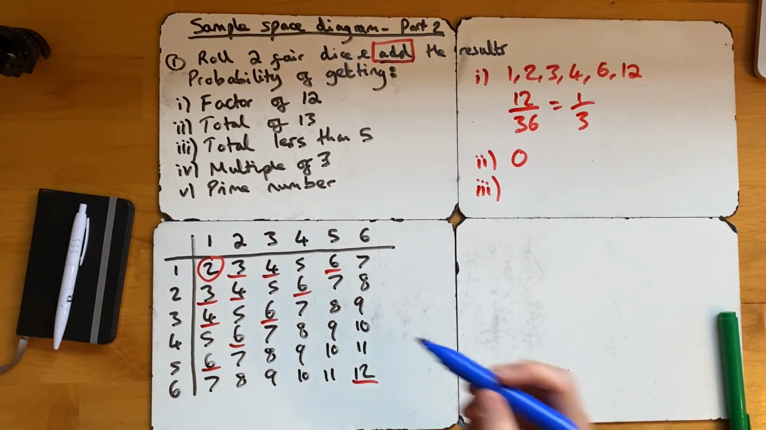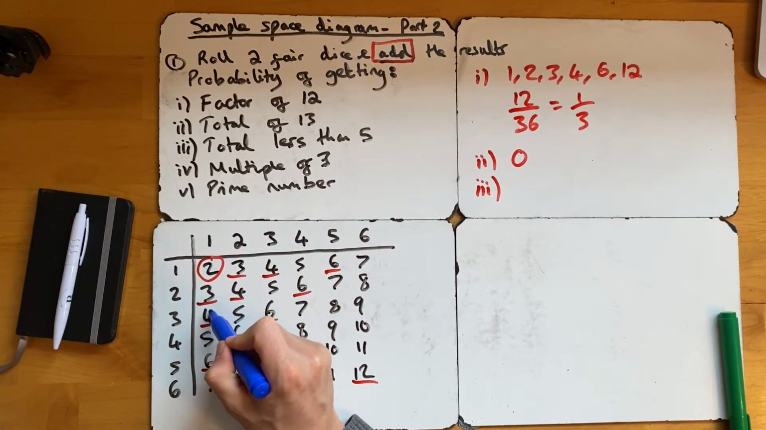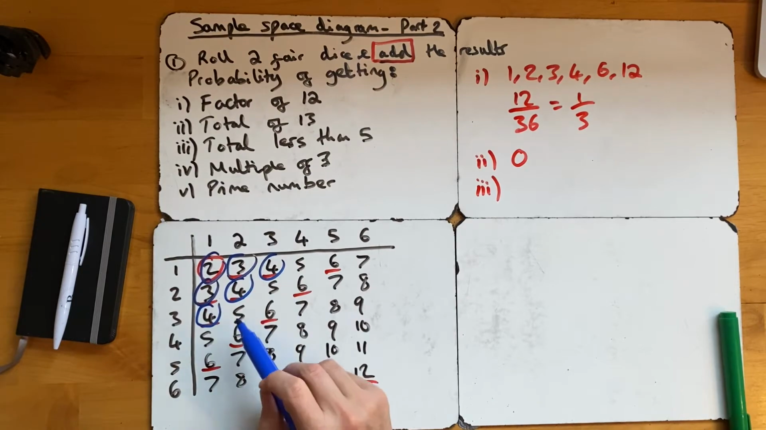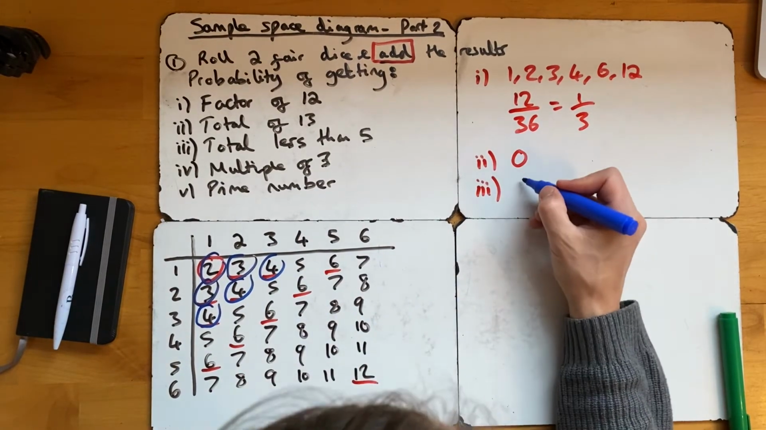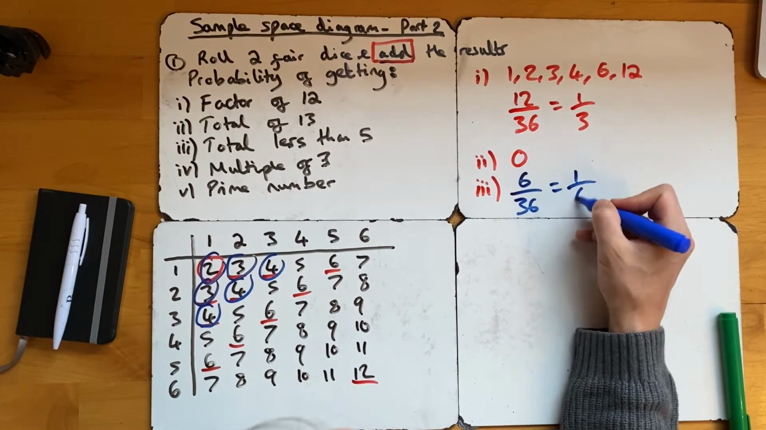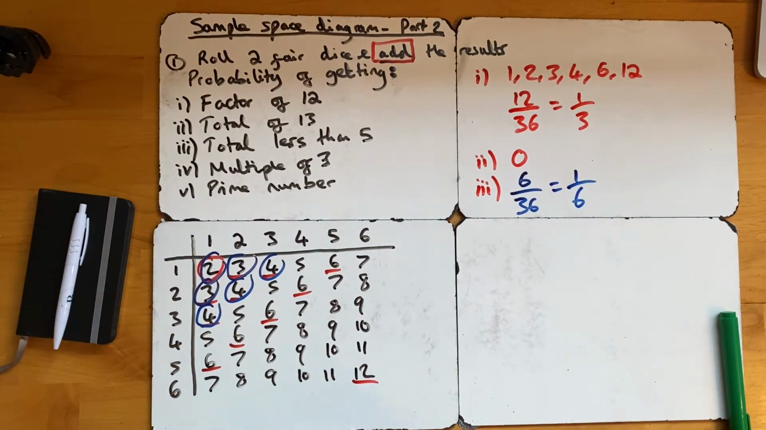Total less than 5. Okay, different color, less than 5. So you've got 1, 2, 3. All of these basically are less than 5. And that is 6. So it's 6 out of 36. Divide top and bottom by 6. And that's 1 out of 6.